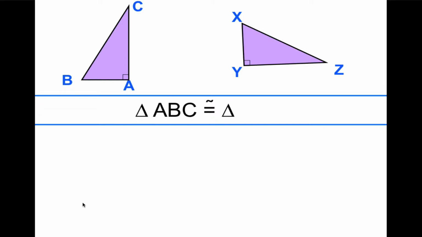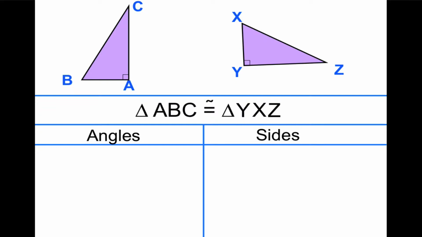Which angle corresponds to angle A? And that would be Y. Next, we want to name the part that corresponds to angle B, because that's the order, right? A, B, C. So what corresponds to part B? Looking at the two figures, I would say that corresponds to X. And finally, angle C corresponds to angle Z. Okay, so then we would say that triangle ABC is congruent to triangle YXZ.